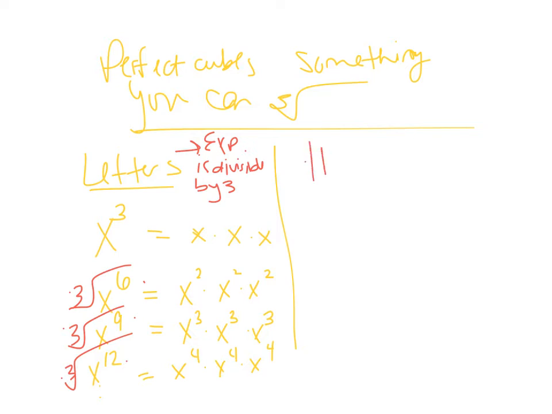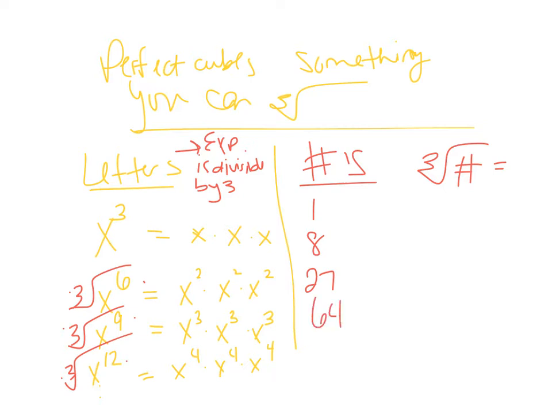Okay? Numbers, you just need to be able to take the cube root of it. Okay? Without having any decimals. So 1 times 1 times 1 is 1. 2 times 2 times 2 is 8. 3 times 3 times 3 is 27. 4 times 4 times 4 is 64. 5 times 5 times 5 is 125, and so on and so forth. Those are a few of your perfect cubes.